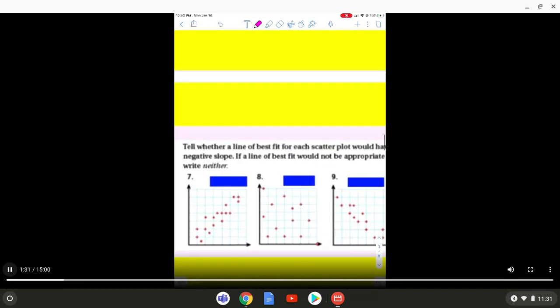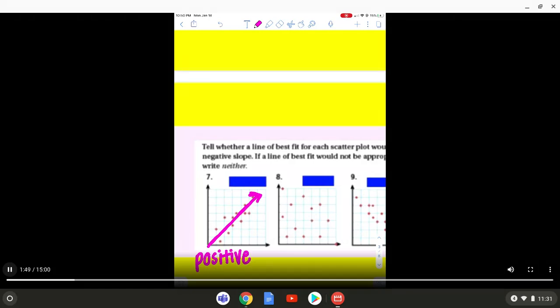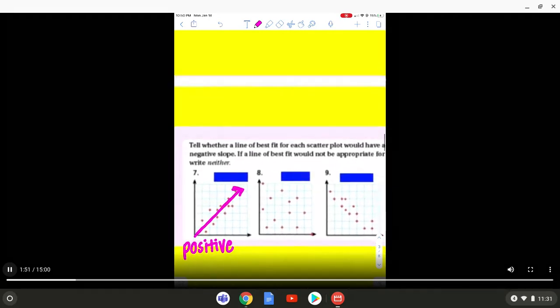So here we are going to say if the slope would be positive or if the correlation is positive or negative. So on 7, we can see that data is trending up. So that is going to be positive. So I can draw a line trending upward through that data and see that it is going to be positive.